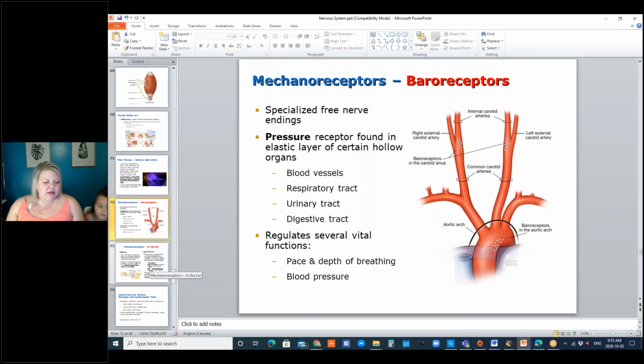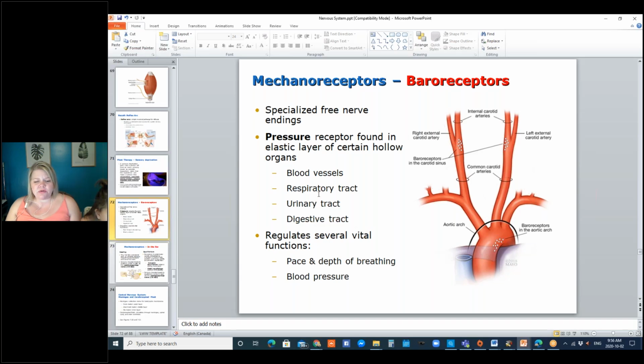All right, we're almost there. We have just a couple more mechanoreceptors to talk about. Baroreceptors is another. Again, specialized free nerve endings that detect pressure. They're a pressure receptor found in certain hollow organs in the elastic layer. In blood vessels, you have these baroreceptors in the carotid arteries, as well as the aorta, and they're monitoring pressure of the blood flow on the walls of the arteries. That can give information to the central nervous system to control the heart rate, and also the diameter of blood vessels.